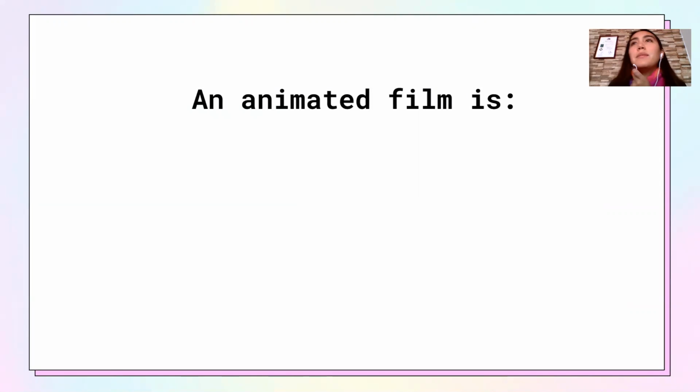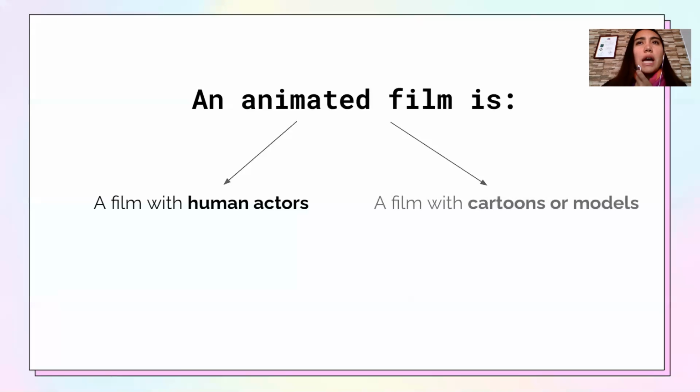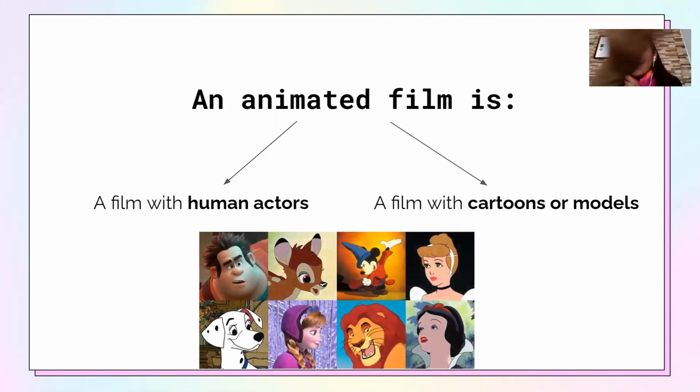An animated film is a film with human actors or a film with cartoons or models? What is the correct answer here? Let's think about it. Here I have the correct answer. So here we have some examples, right? So an animated film is a film with cartoons.